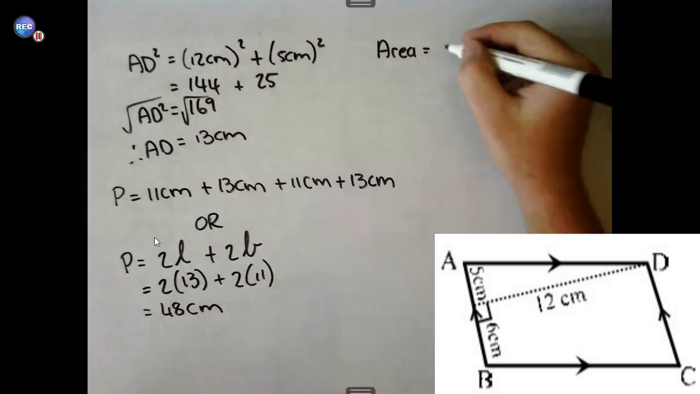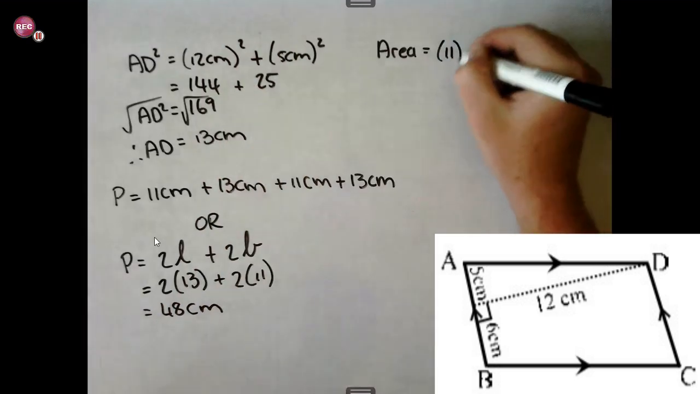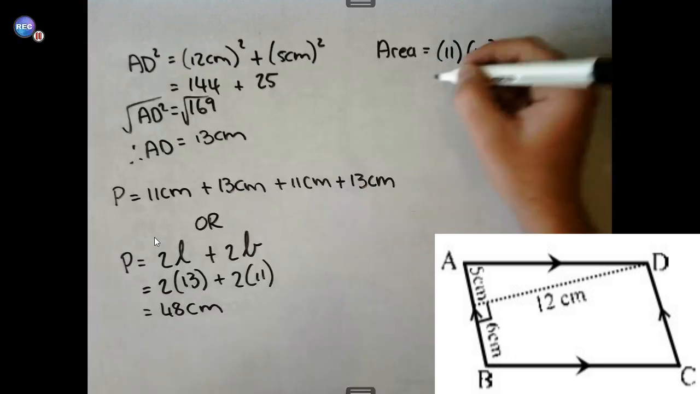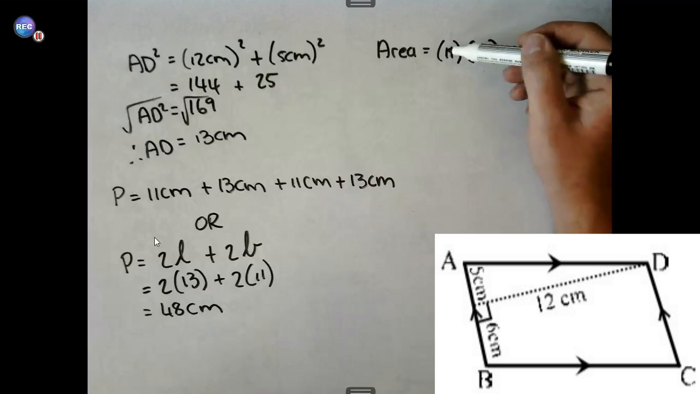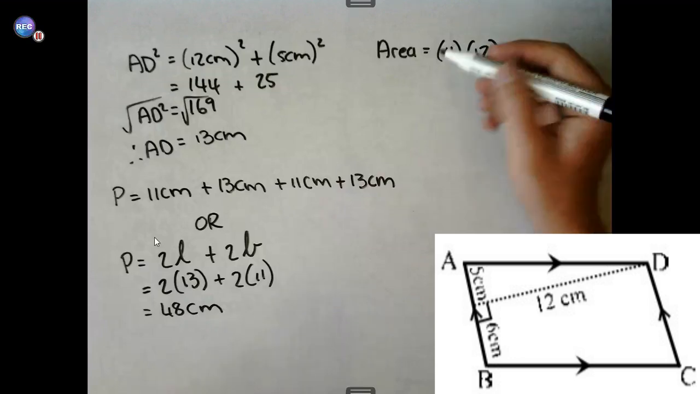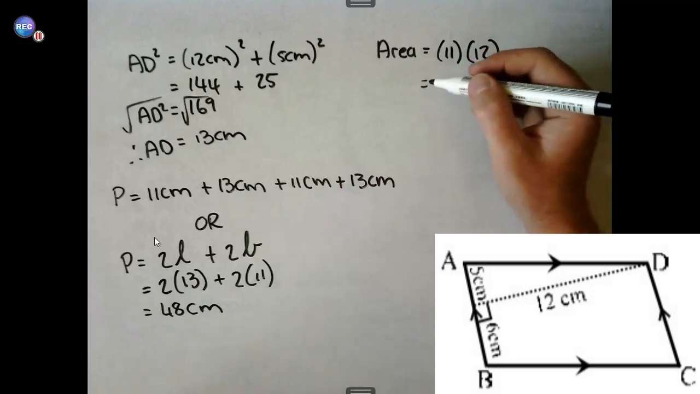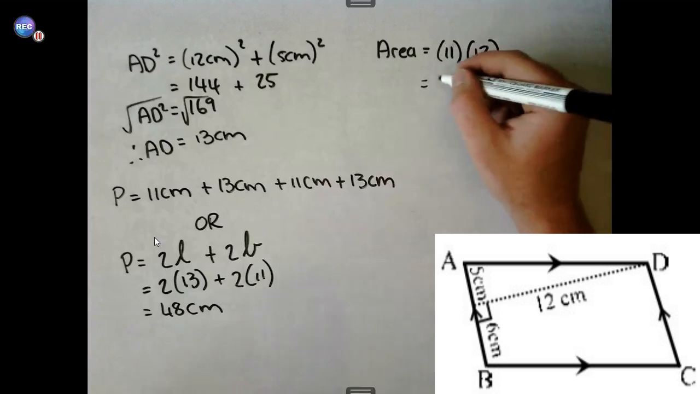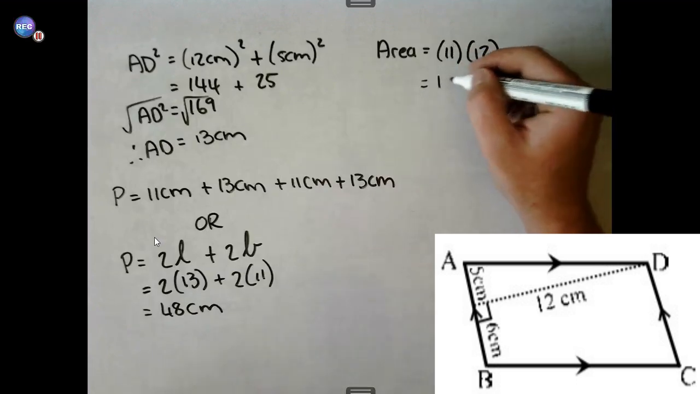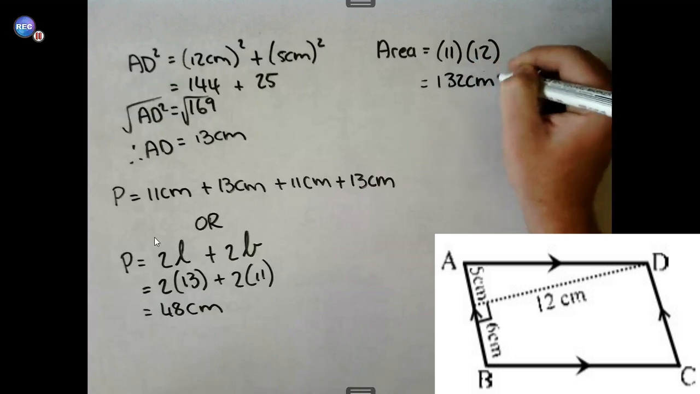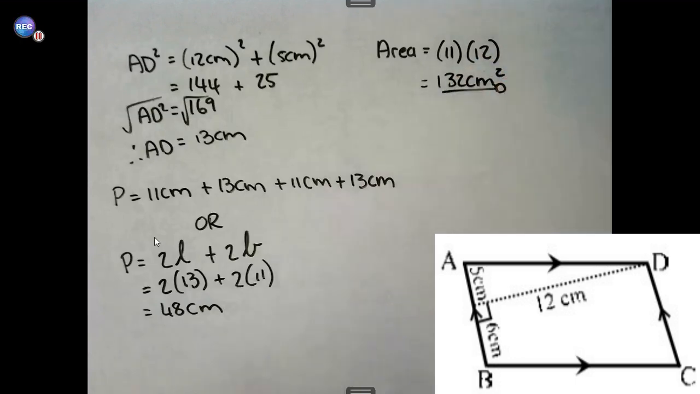So in this case, we've got 11 multiplied by 12. Remember, base times height. If you multiply those two together, you'll get a total area of 132 centimeters squared. Okay, that's it for that question.